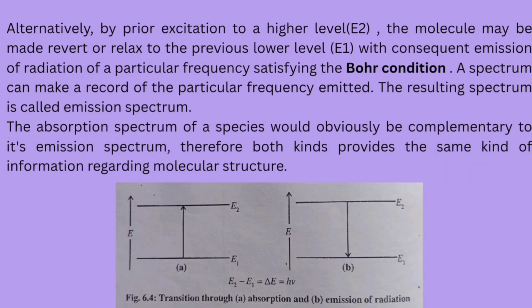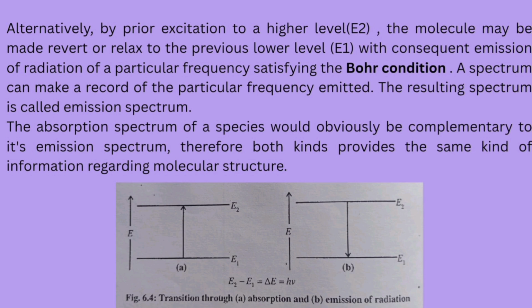Alternatively, by prior excitation to a higher level, that is E2, the molecule may be made to revert or relax to the previous lower level, that is E1, with the consequent emission of radiation of a particular frequency satisfying the Bohr condition. A spectrometer can make a record of the particular frequency emitted. The resulting spectrum is called emission spectrum. The absorption spectrum of a species is complementary to its emission spectrum. Therefore, both kinds provide the same kind of information regarding molecular structure.